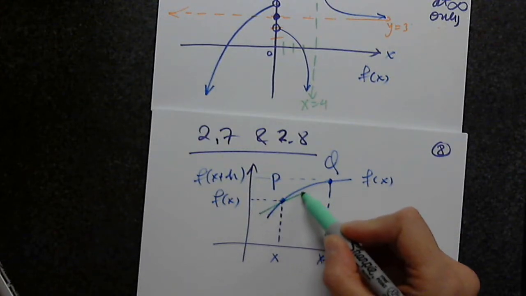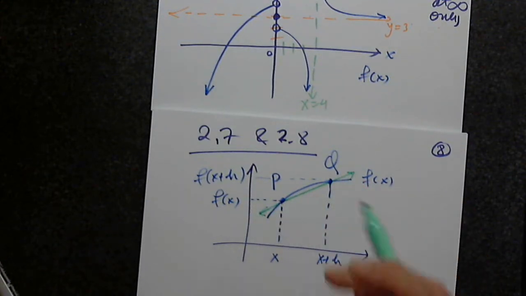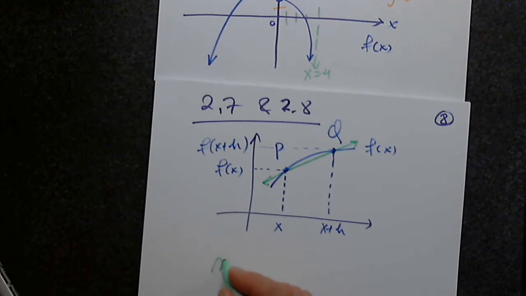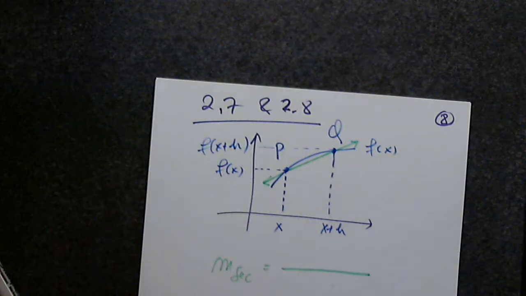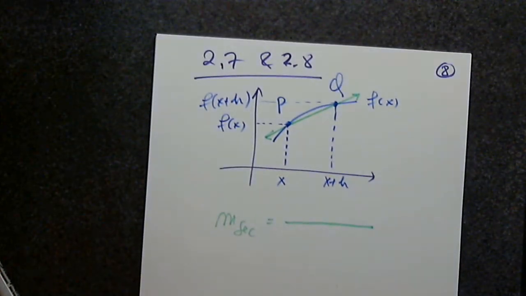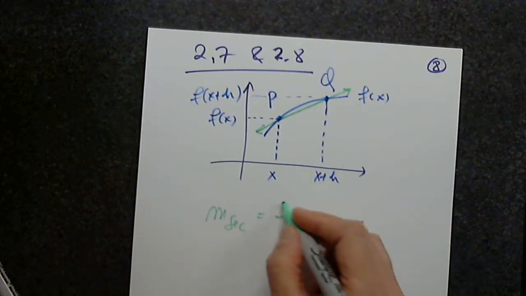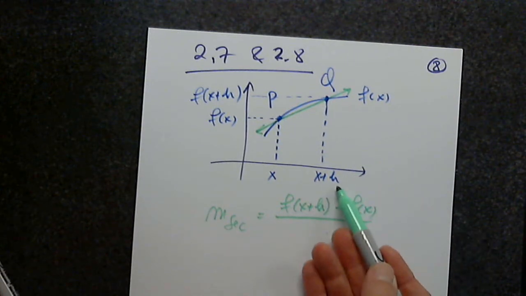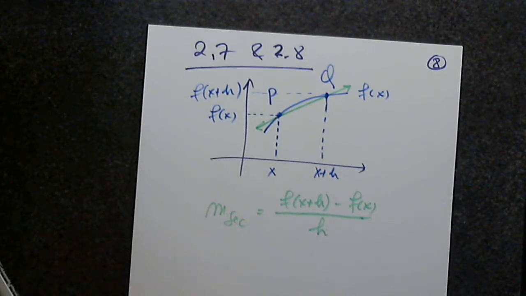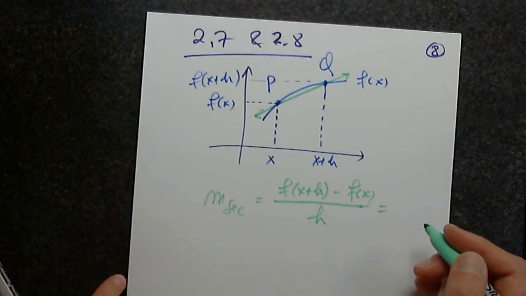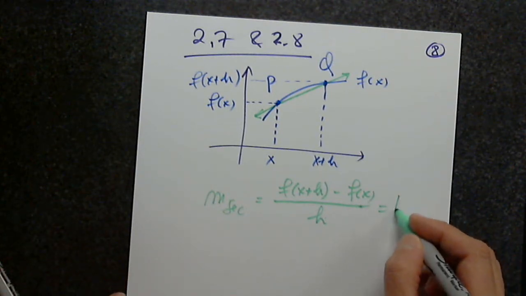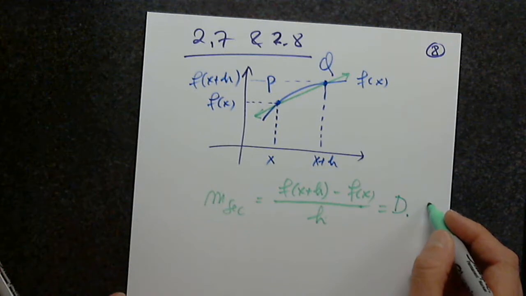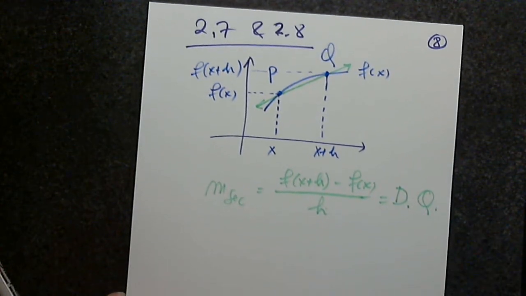Then we drew the secant line. We determined the slope of the secant line. Can anyone tell us what the slope of the secant line equals to? Very good. F of x plus h minus f of x divided by x plus h minus x, but that would be h, which we know what it means. What does it mean? Very good. It is the difference quotient. Perfect so far.